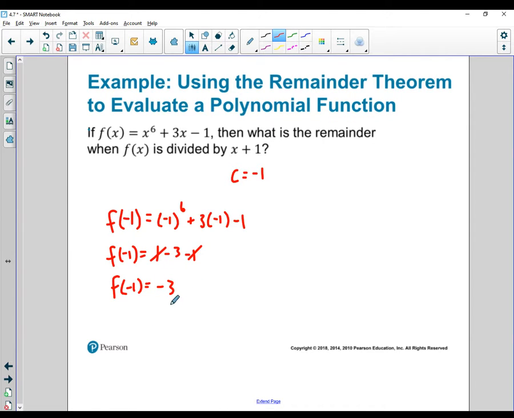And so the remainder is negative 3. It's that easy.